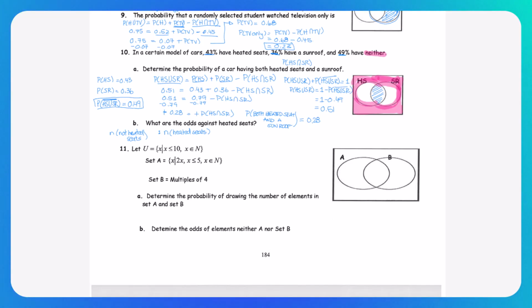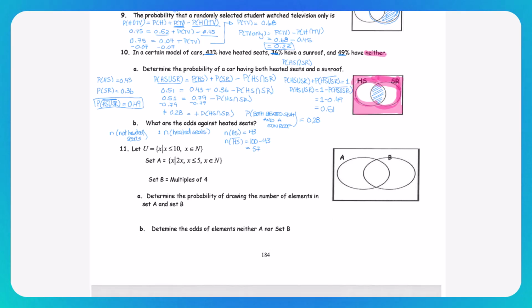So let's figure that out. The number for heated seats, that is 43. That means the number for not heated seats, assuming that it's 100, would have to be 100 minus 43. So now we get 57.